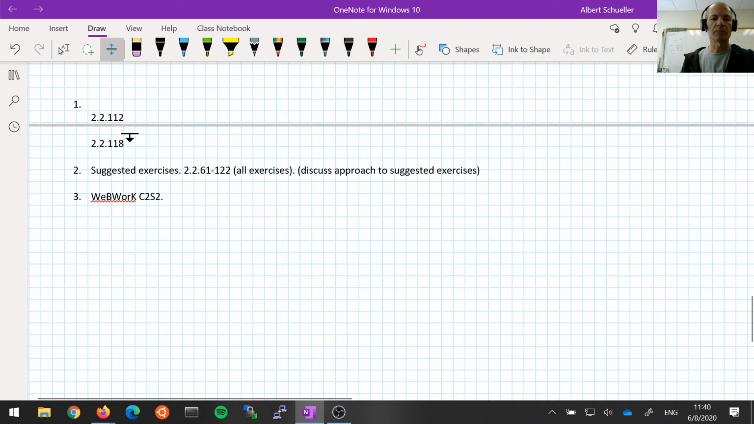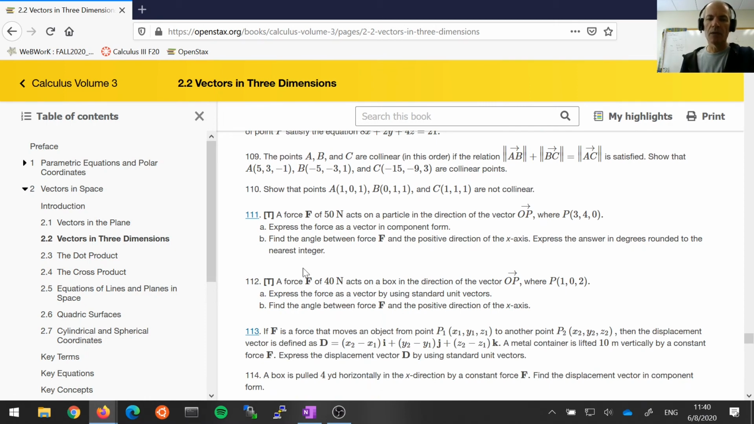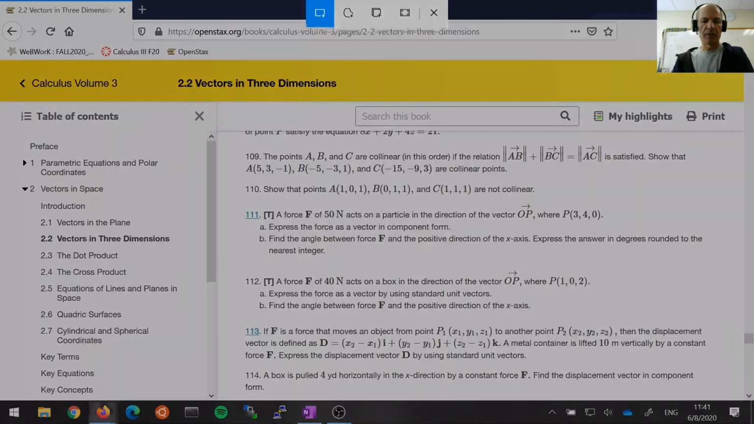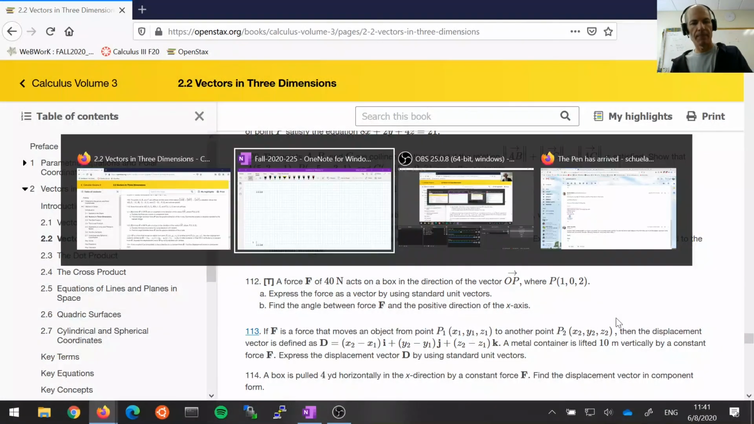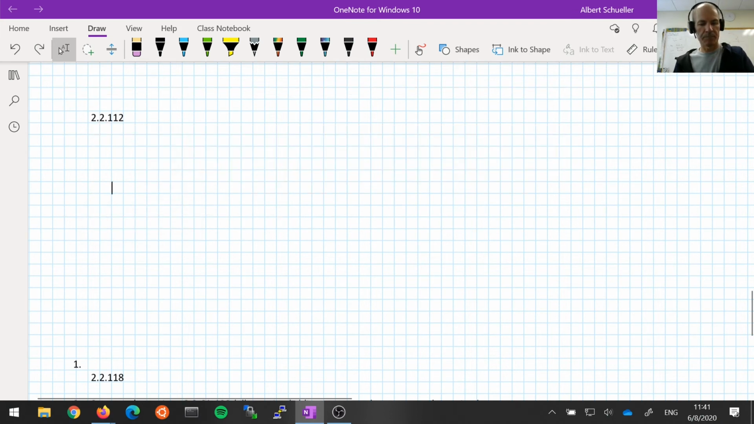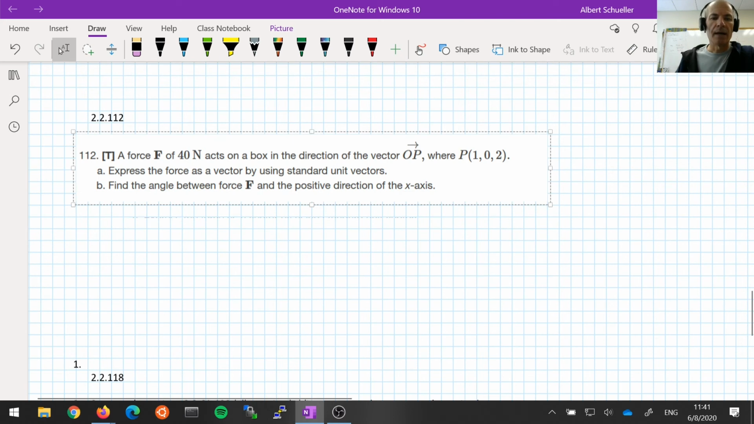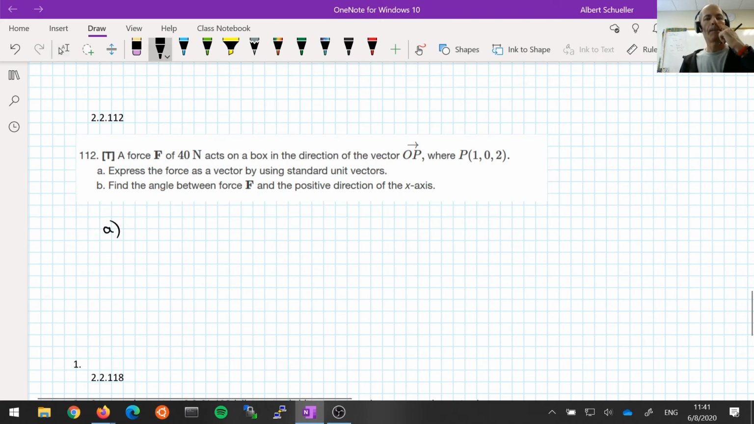Let's talk about problem 112. In problem 112, we have a force of 40 newtons that's acting on a box in the direction of the vector OP, 1, 0, 2. Let's express this as a vector and then find the angle between the force and the positive direction of the x-axis. So let's grab a copy of that. All right, in part A, we're going to express the force as a vector using the standard unit vectors.